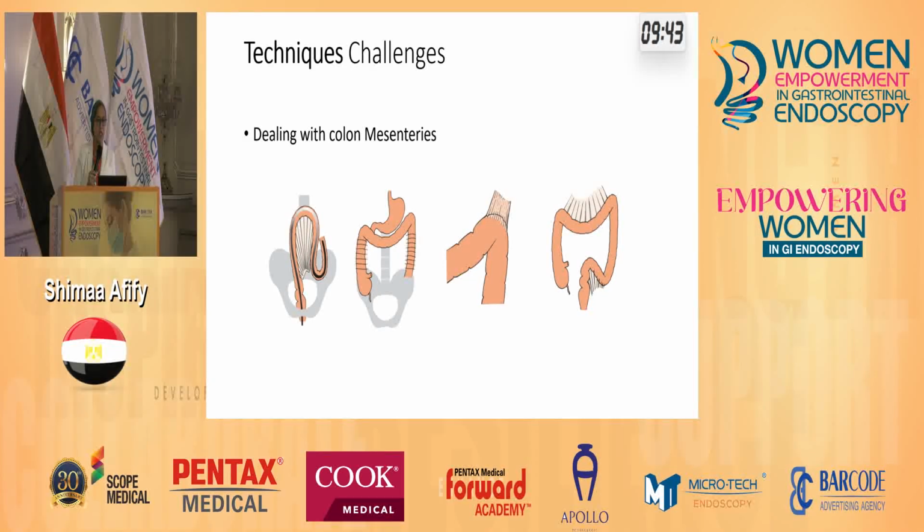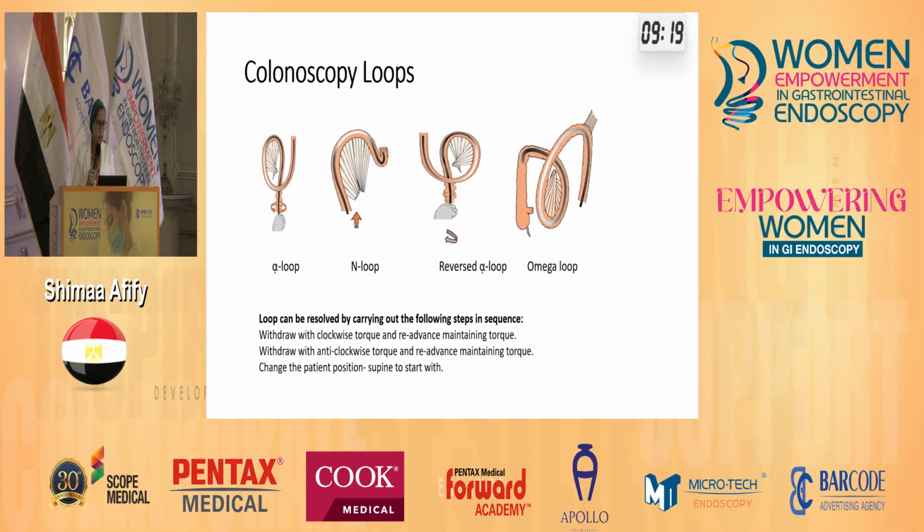The challenge with the techniques, which everybody is focused on, is how to deal with the colon mesenteries. We have colonic mesenteries that cause looping of the colonoscope during colonoscopy, which is a big challenge for all beginners. It takes more time and causes more complications if you don't know how to manage these problems. So the colonic loops are the monsters that we think of when we think about colonoscopy. It can be an alpha loop, N loop, reversed alpha loop, or omega loop.